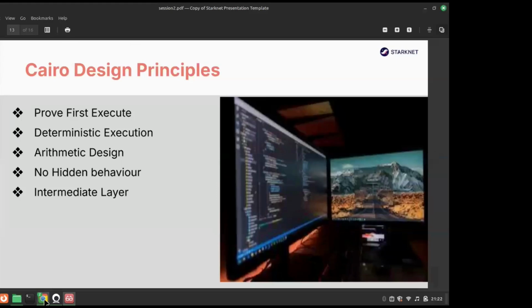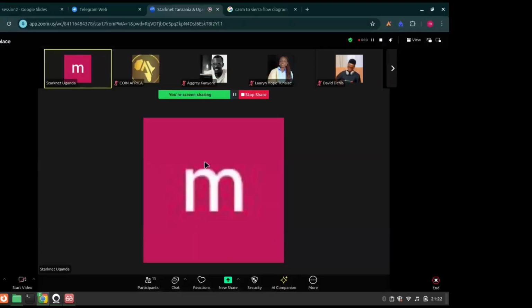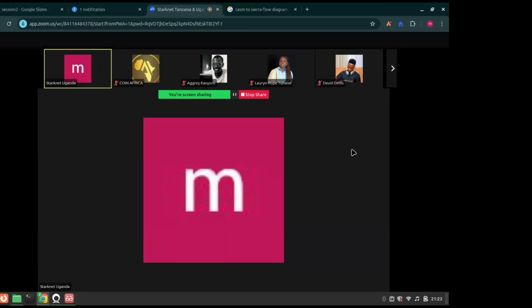Guys, do you get me? Because I talked about this in the previous session. I introduced ZK proofs. So have you gotten something about the design principles? When I say Starknet follows the notion of prove first, execute later, I need some clarity before I proceed. Can you just give me a thumbs up at that point, guys?